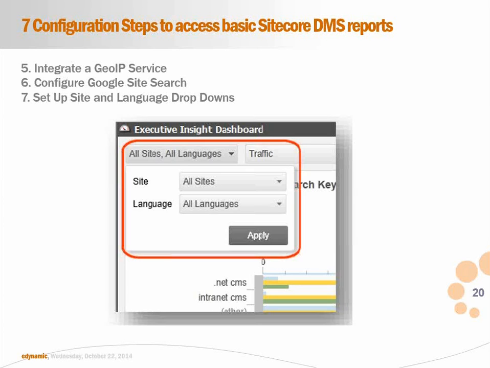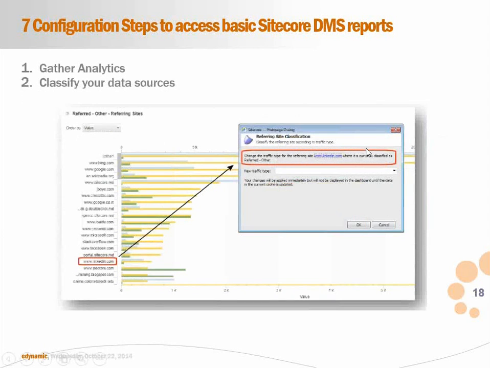Last but not least, you have to be careful to set up the site and language drop-down. Make sure the site and language drop-down is set up properly to filter the dashboard by the right language and the right website. So these are the seven steps. Let me go back one more time to reiterate what we have just talked about. These are the seven configuration steps to access the basic Sitecore DMS reports.